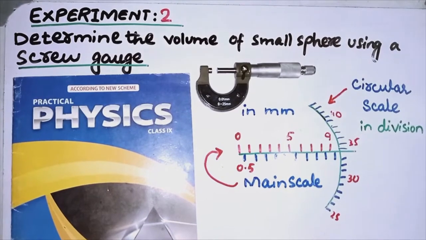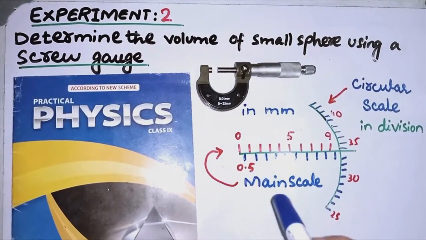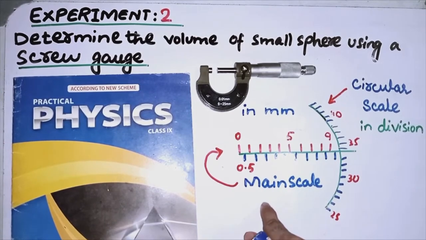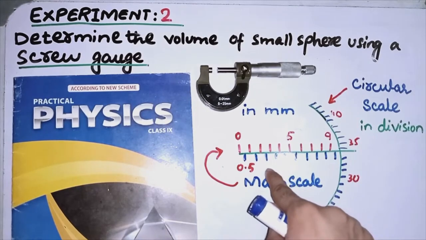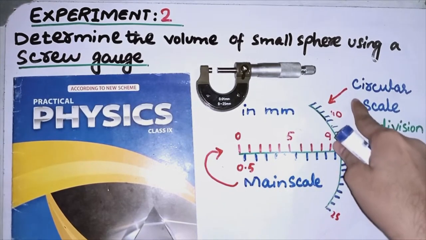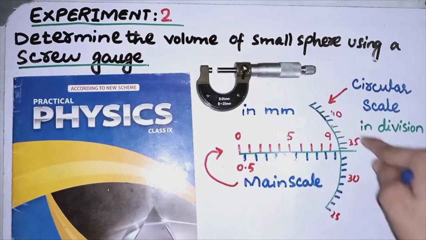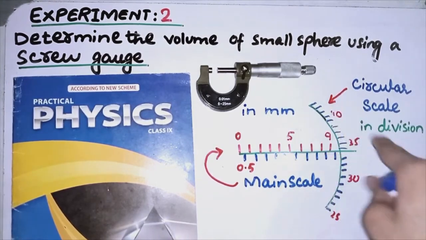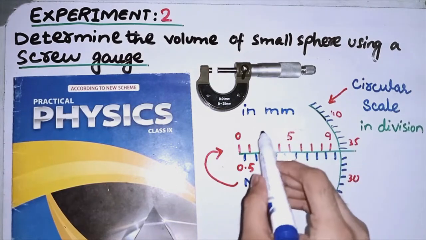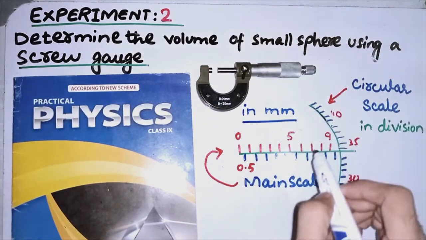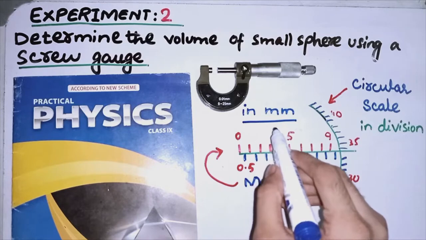Before taking our experimental reading or experimental observation, first we need to understand with the help of a figure. As you can see, there are two scales. One is the main scale and the other one is the circular scale. This scale is also called the linear scale, whereas this scale is called the circular scale. One more thing is that the main scale is always in millimeter. Okay, I hope you all are clear. The main scale is in millimeter.